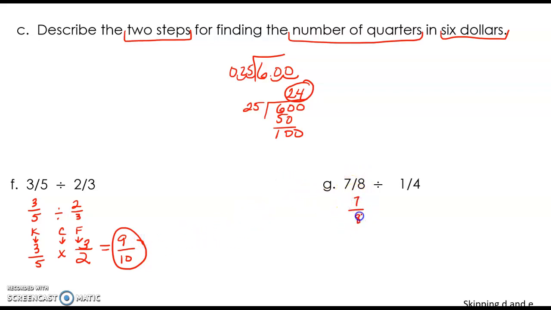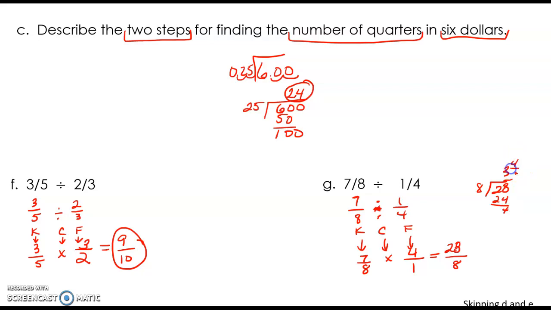Here I have 7/8. That's divided by 1/4. Got ahead of myself there. So keep, change, flip. I keep the 7/8. I change the divide to multiply, and I flip the last one. So last fraction. So 7 times 4 is 28. 8 times 1 is 8. And then if I'm going to divide that, let's see, 8 times 3 is 24, and 4/8, which would be 3 and 1/2.